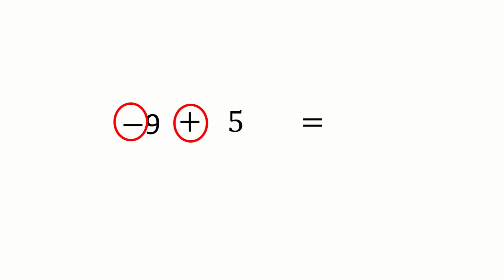So 9 minus 5 is 4. Which number is bigger, 9 or 5? 9. What operator is right in front of 9? It's a minus, it's a negative. So we are going to say the final answer is negative 4. Let's try another example. Please note that the more you practice, the more you get better. So don't be overwhelmed by too many examples.